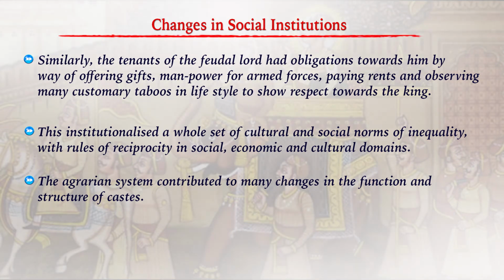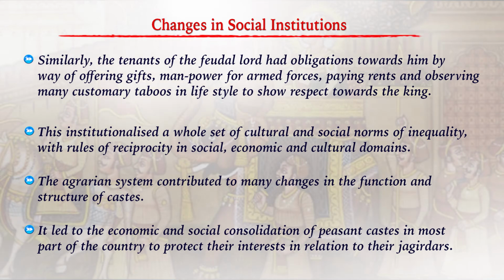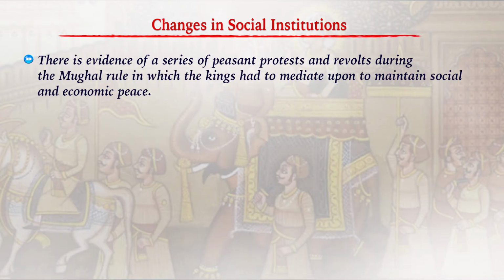With the changes in the agrarian system, there were changes that we could see in the structure of caste also. It led to economic and social consolidation of peasant caste in most parts of the country, who wanted to protect their interests in relation to their jagirdars. There were a series of protest movements and revolts during the Mughal period, which the king had to mediate upon to maintain social and economic peace.